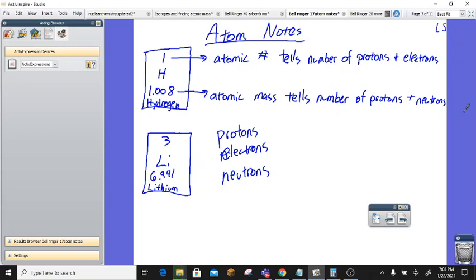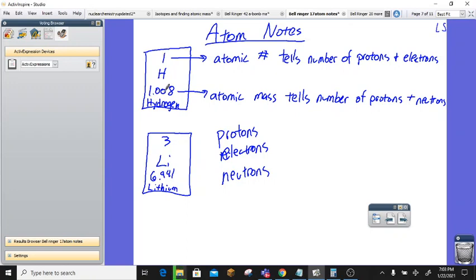Let's cover the atom. You guys went over this in chemistry class, and whenever you look at the periodic table, the top number will tell you the atomic number, or the number of protons and electrons. So hydrogen has 1 proton, 1 electron.